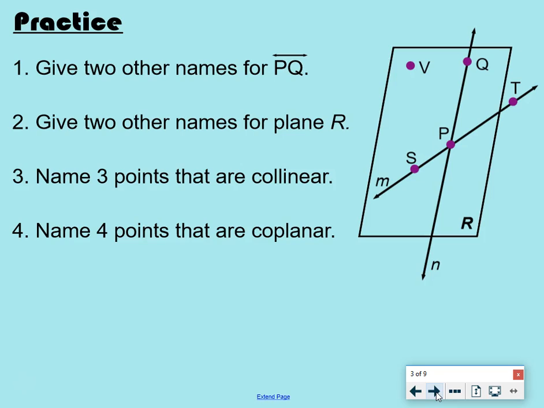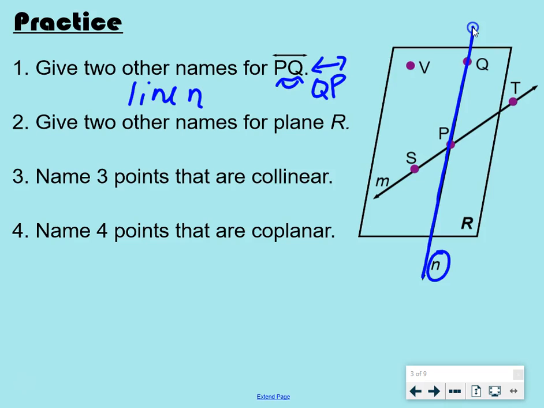Answers for number 1. Give 2 other names for line PQ. We have line PQ right here. There's this little letter right there, so we could name it line N. Or we can flip-flop the order and we could do line QP.